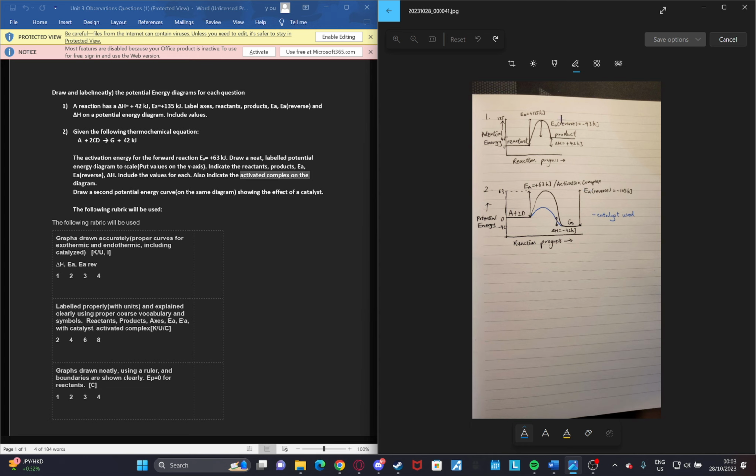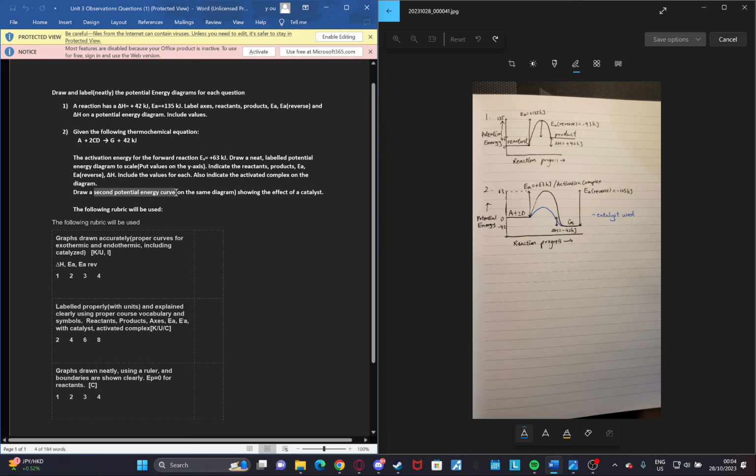We go back down further to negative 42 kJ of potential energy to get to G, the products of the reaction, and then to find the activation energy of the reverse reaction, we just combine 63 with 42. So the total will be 105 kJ, and that will be the value of the activation energy for the reverse reaction.